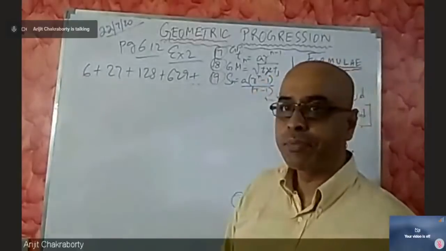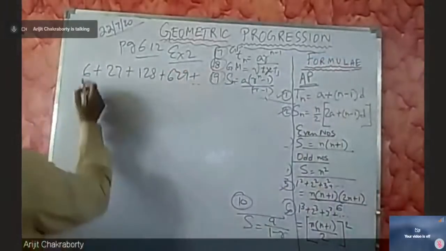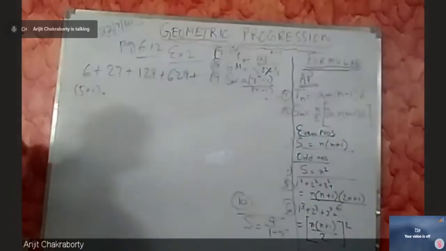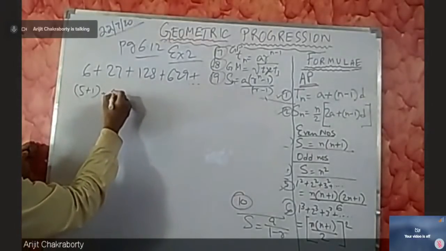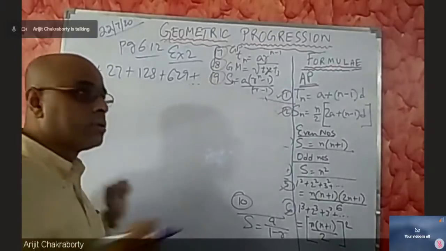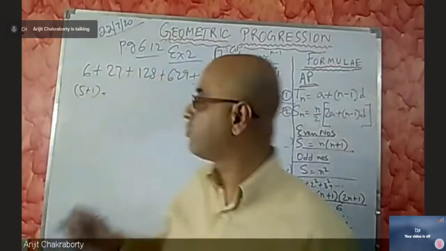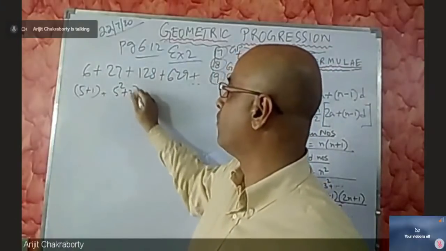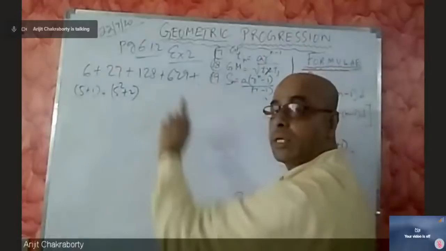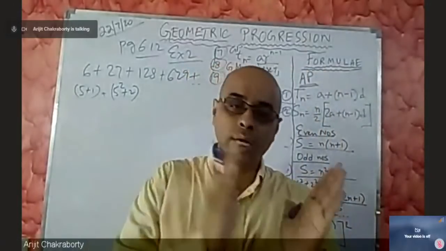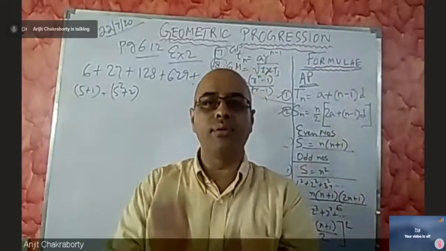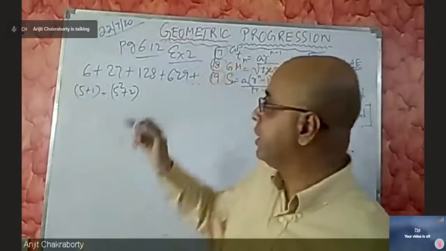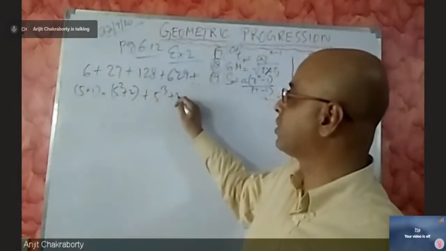Now if you break it, very carefully I am saying, 6 can be broken into 5 plus 1, plus 27 can be broken down into 25 plus 2, and 25 can be written as 5 square, so it is 5 square plus 2. 128, how much is it? 128 means 125 plus 3. But 125 is 5 into 5 into 5. So 5 cube plus 3. So the third expression is 5 cube plus 3.